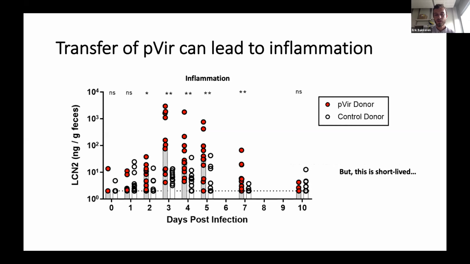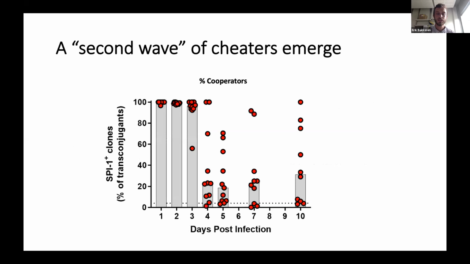But if you look at the entire time course of this experiment, you start to see that the inflammation goes down. So this is kind of a short-lived phenomenon. And so then we asked why this was the case. And in order to do that, we looked at the percentage of cells that can actually trigger SPI-1. And so we have a pretty good readout for that.